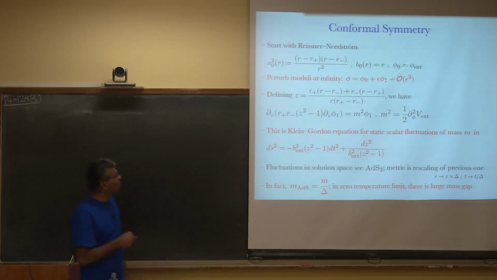We can also look at the wave equation in these backgrounds. And we find that if you perturb the moduli away from the attractor values, you have some equation which you can express as a Klein-Gordon equation for static scalar fluctuations of a mass in some AdS2 background. So essentially you're doing some rescaling of the metric in order to get this AdS2. And once you do this rescaling, you'll find the mass in AdS for the scalar is really the mass deformation we started out with, divided by a non-extremality parameter. So in the limit when the non-extremality parameter goes to 0, we develop an infinite mass gap, which explains why fluctuations die off in the extremal case.